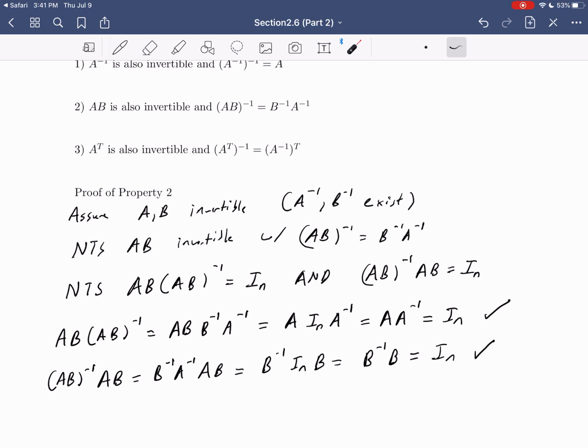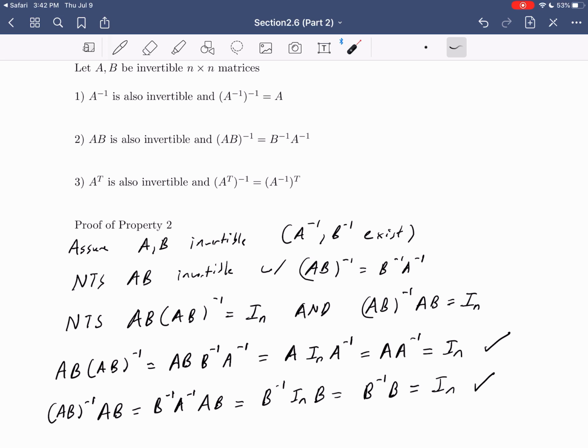So that works. So what we just showed is that if we say that the inverse of AB is B inverse A inverse, then when we multiply AB with B inverse A inverse on either side, we get the identity matrix. So that means AB really is invertible because that is its inverse. Remember, if you can find an inverse, that shows something is invertible.